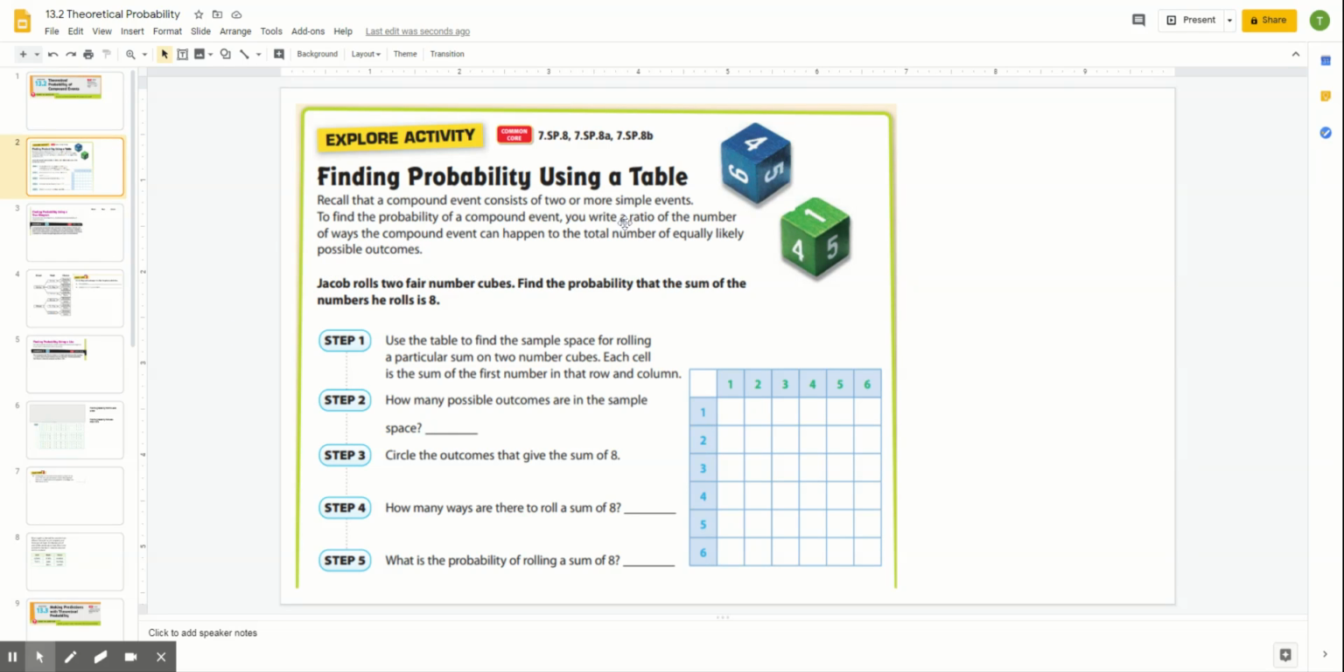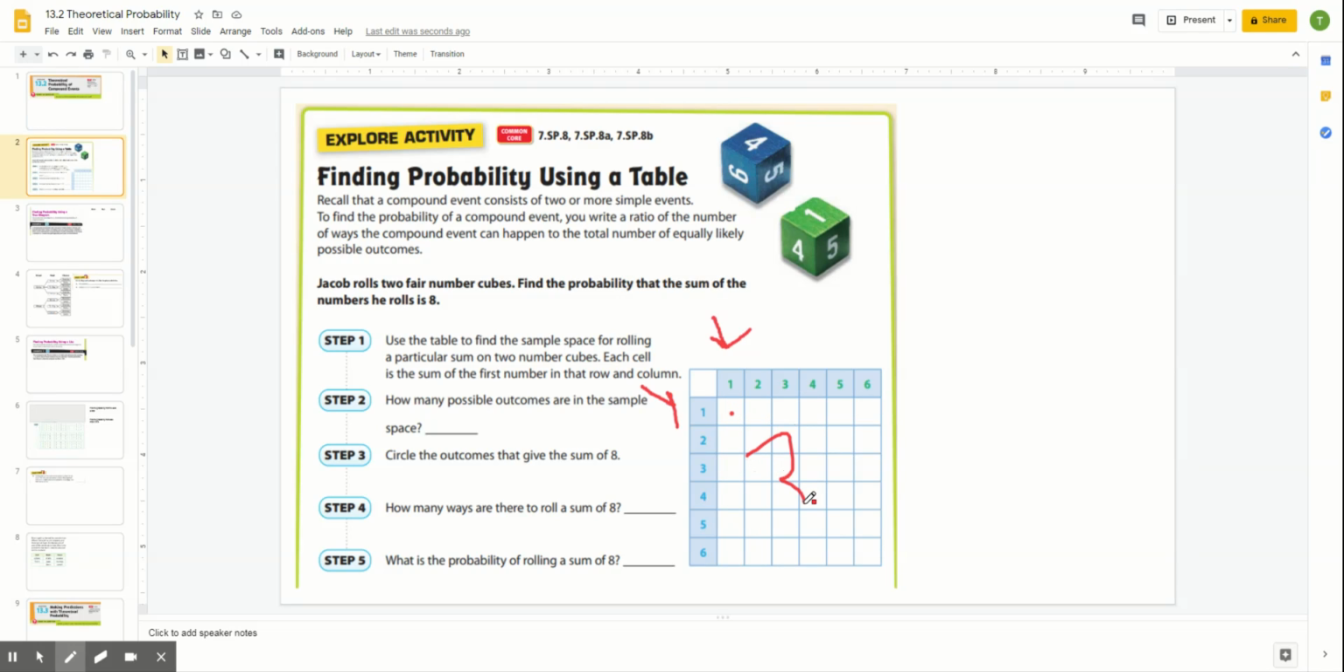All right, the whole idea is there's going to be two dice that are rolled. Jacob's rolling two fair number cubes. Find the probability that the sum of the numbers he rolls is 8. So what you would do there is you have to find the total number of possibilities, and what this table does is it shows what those would be. So for your green dice, you have 1 through 6, and then your blue dice, you have 1 through 6. And then based off of what your results would be, you could get a 1 and a 1, then that would go here. You see how there is 6 going this way and 6 up and down.